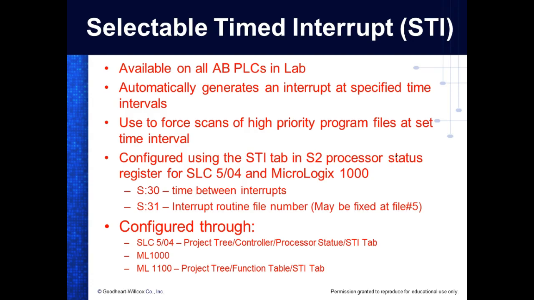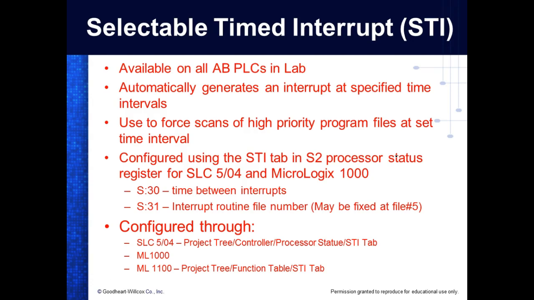So on the 1000s, you go to the status register and you go to status 30, and then you set the time you want between the interrupts. Then status file 31, this is where you put the file number of the interrupt. It may be what? 6. On the 1000s it is 5. So if you go to 31, it'll be in there, but it'll be grayed out and it'll be the number 5.